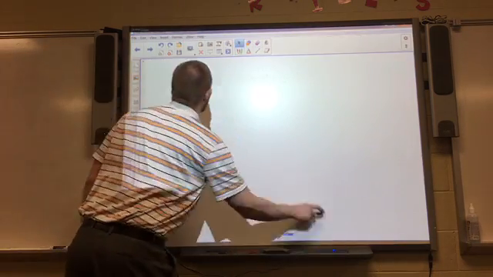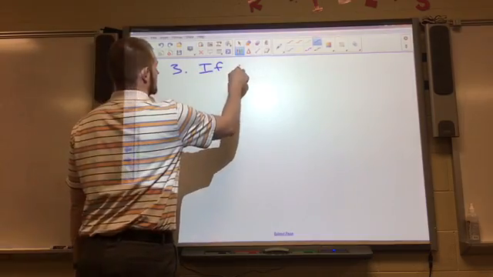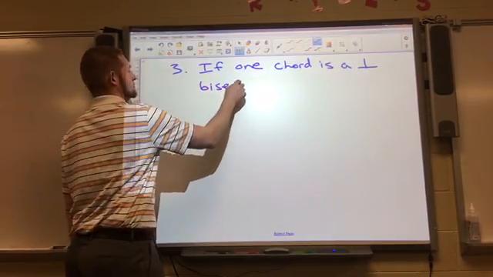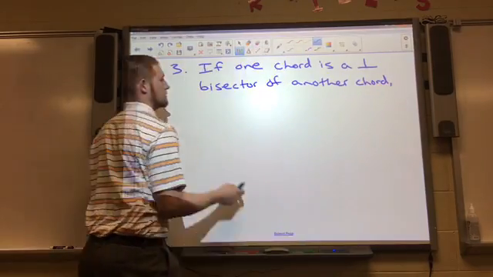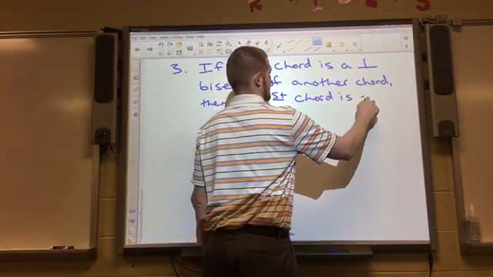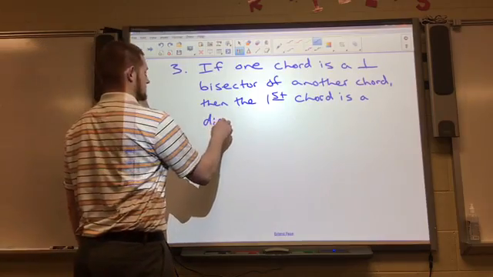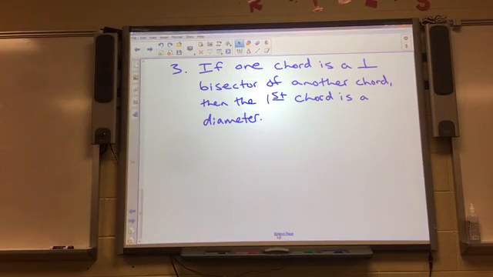Third one. If one chord is a perpendicular bisector of another chord, then the first chord is a diameter.